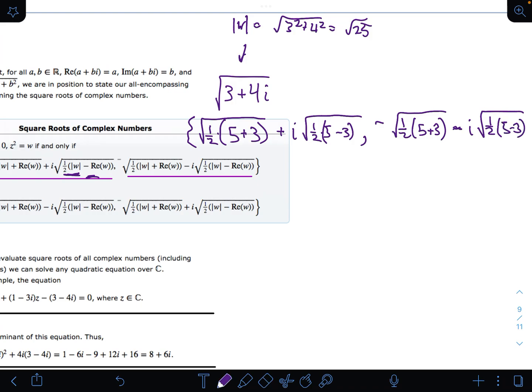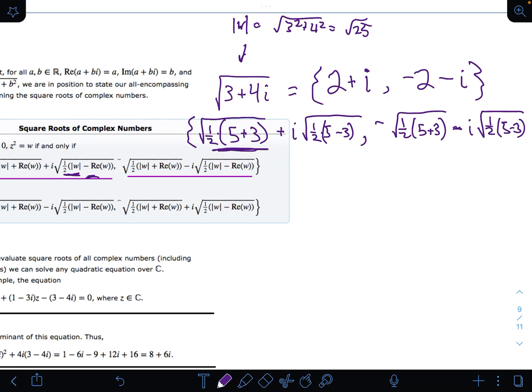Perfect. All right, and so this will simply simplify. 1/2 of 5 plus 3, well, 5 plus 3 is 8. 1/2 of 8 is 4. Square root of 4 is 2 plus. And then I've got 5 minus 3, that's 2. 1/2 of 2 is 1. So square root of 1 is 1. So I have 2 plus i. And then this over here is going to wind up being negative 2 minus i. What do you think? Hope that made sense.